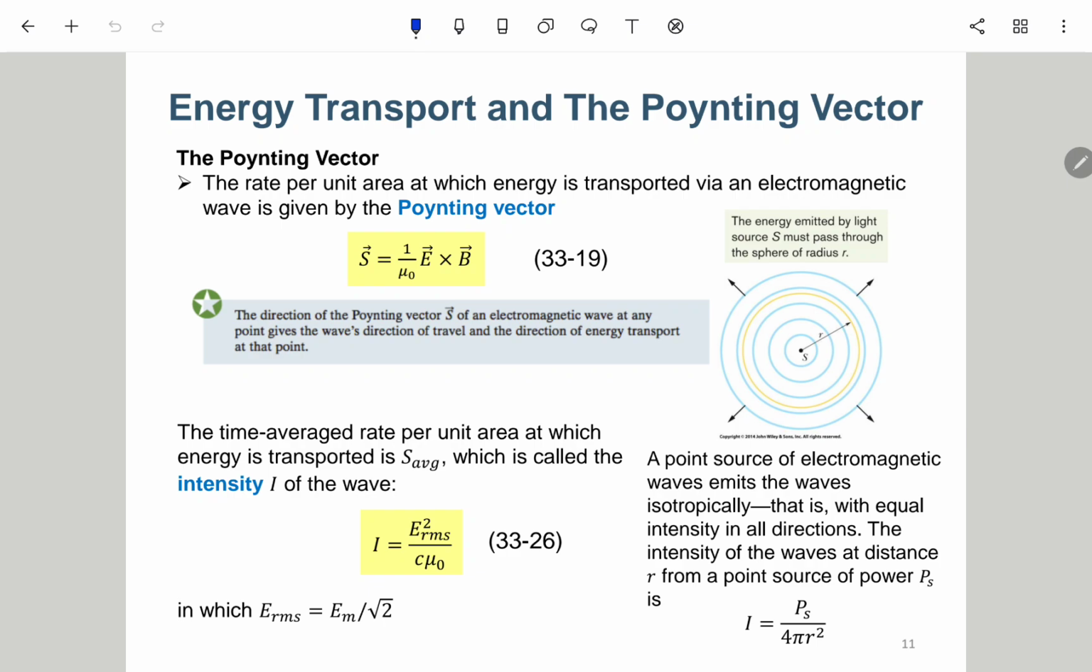It doesn't, like the sound, need the air to propagate. Actually, the EM wave can propagate even in vacuum or in other materials. So the EM wave is also carrying energy or power.